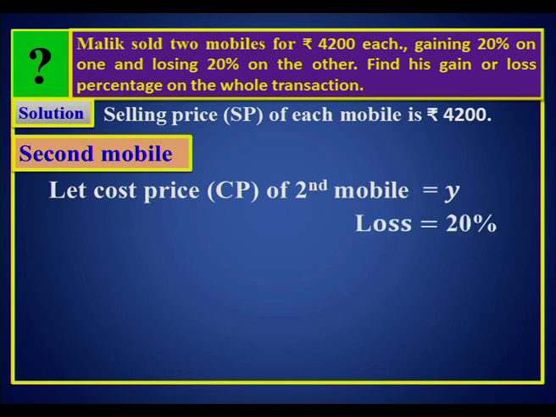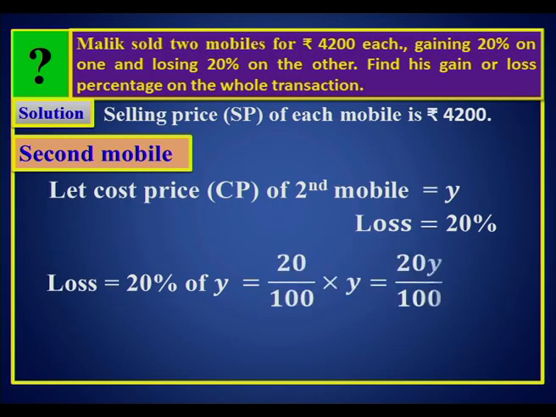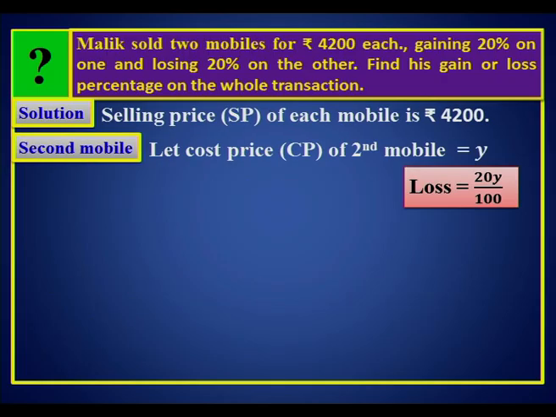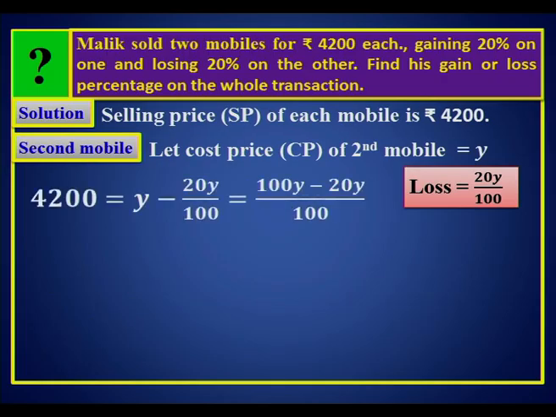Loss is 20%, that is 20% of the cost price y, which is written as 20 by 100 into y, which is 20y by 100. Now, let us see the selling price formula, which is cost price minus loss. Let us substitute the values of all these things and simplify. So, 4200 equals y minus, that is y is here the cost price, minus loss 20y by 100.